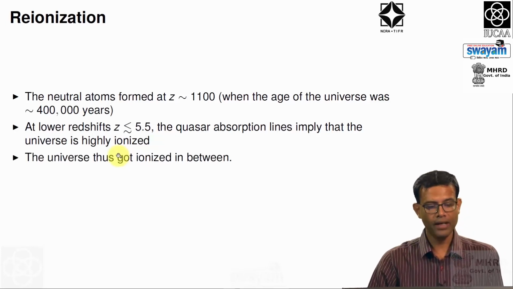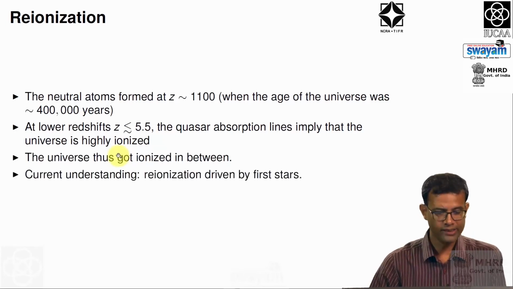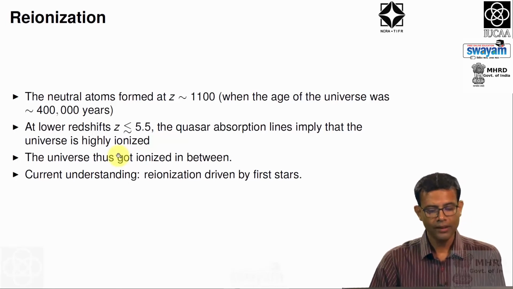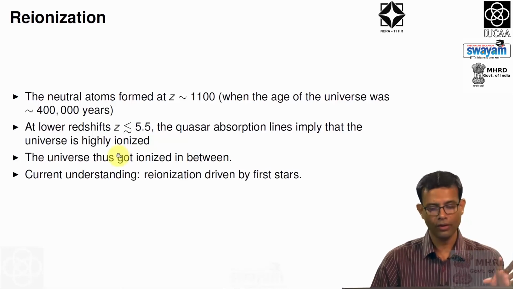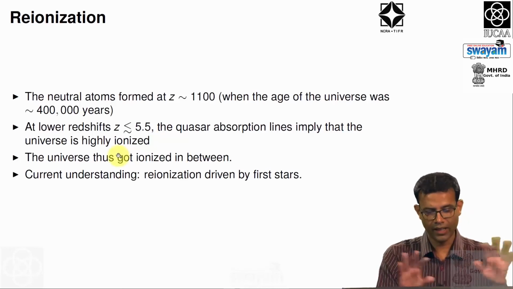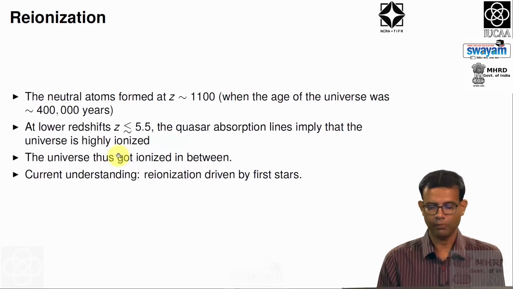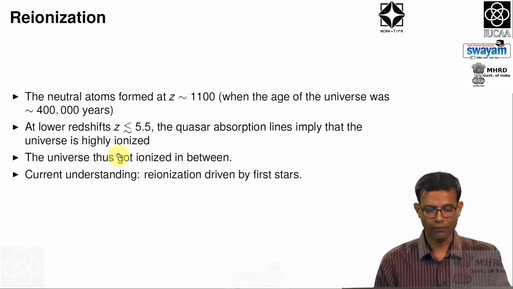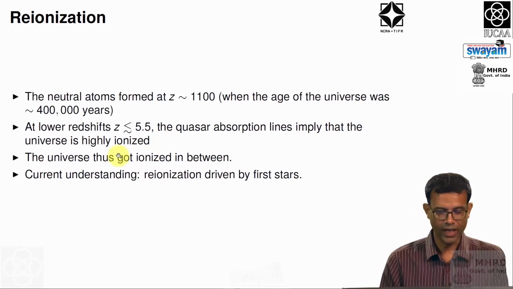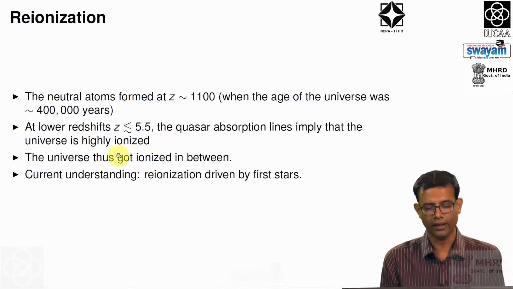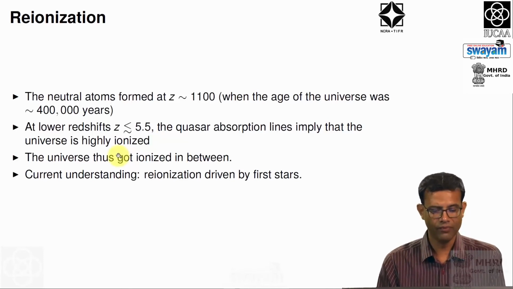So, something happened in between that the universe got ionized, and as per our current understanding, this is happening because once you form stars in the universe, the photons come out of these stars and galaxies and ionize the surrounding medium. That is known as cosmic reionization, and that is basically what is being observed in this quasar absorption system. So, reionization is something which is a direct consequence of the formation of the first stars.